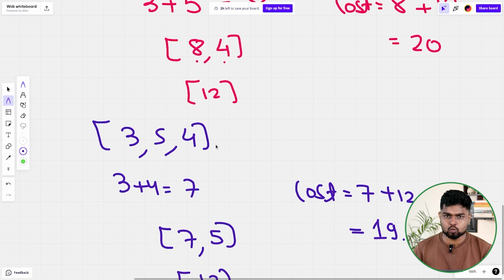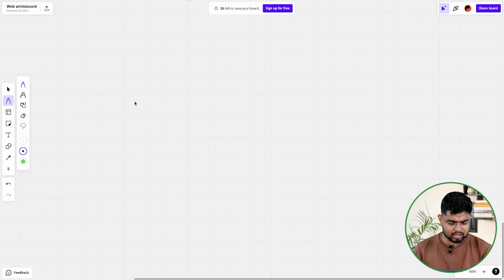So you should take the two smallest ropes at that point of time. Now let's take another example. Now you might think that we have to sort the array and connect the two smaller ropes.